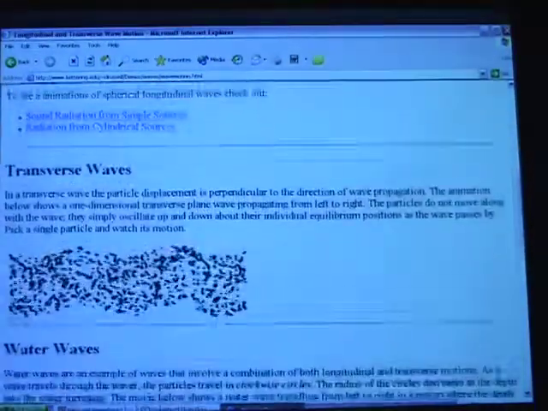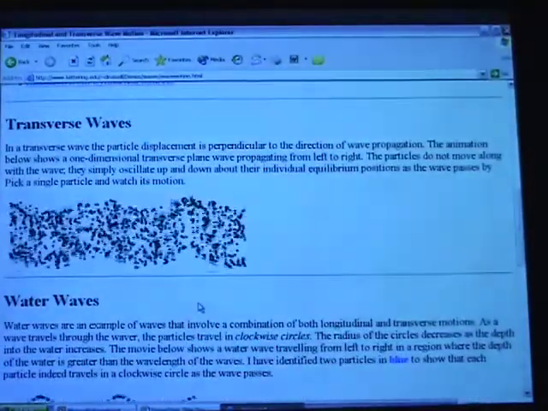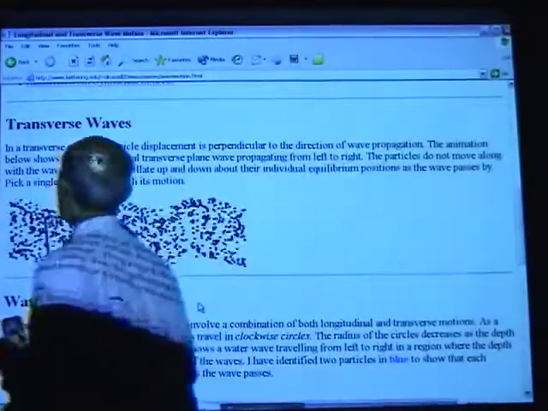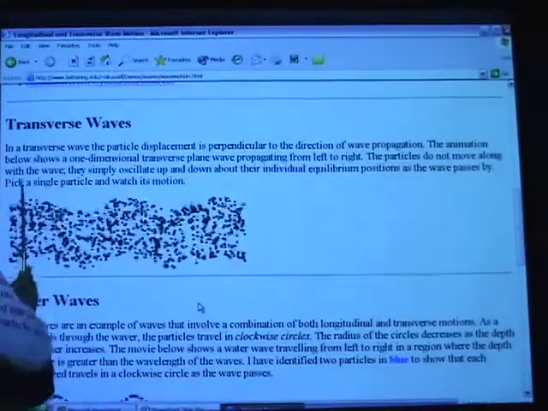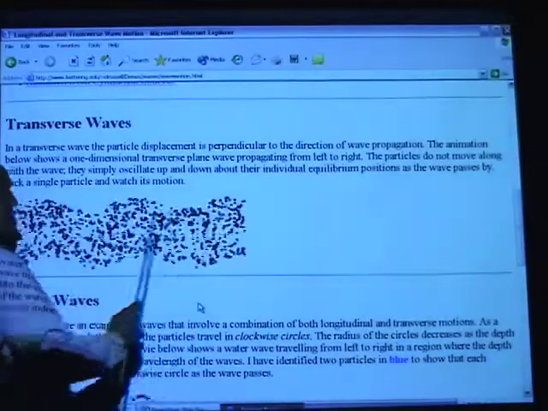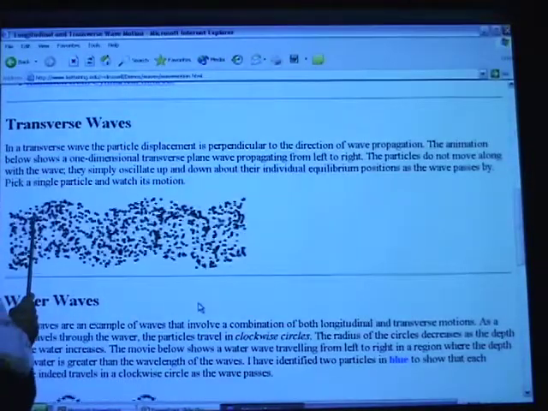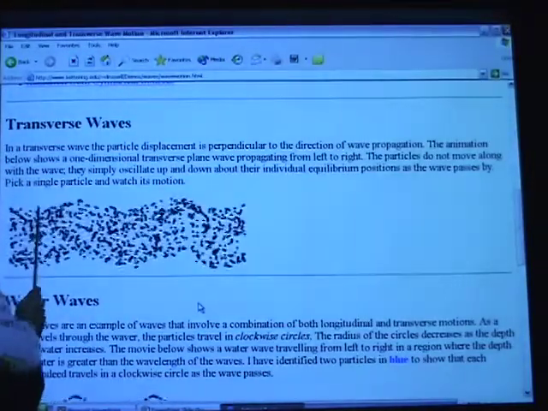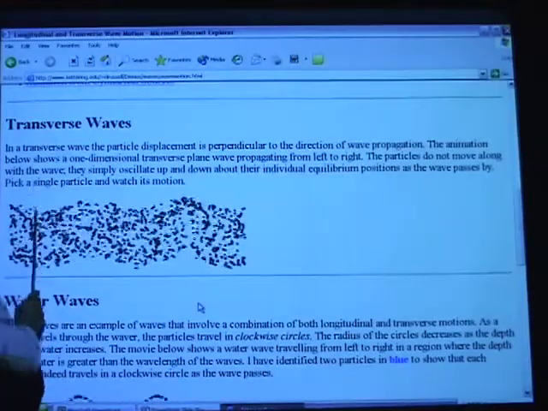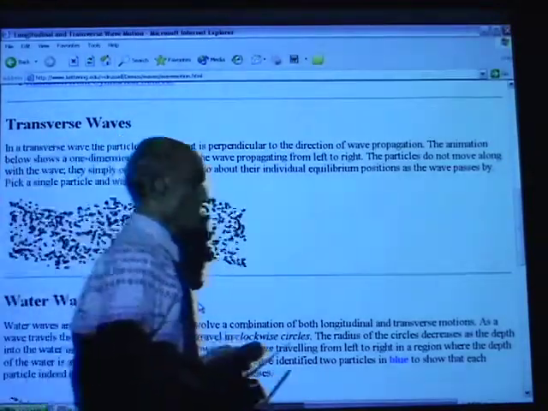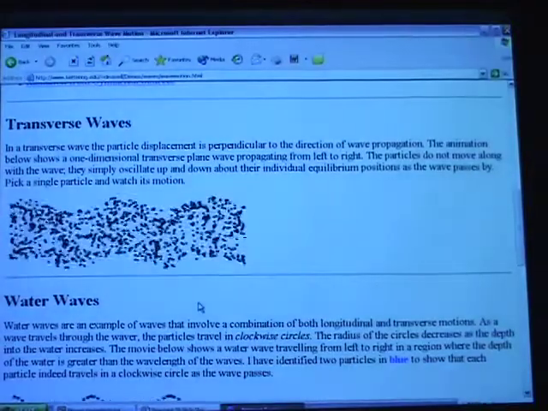Now, look at the transverse waves. In the case of a transverse wave, particles vibrate up and down. The energy is transmitted to the right. If you concentrate just on one particle, you see the particle simply vibrates up and down. Okay, let's move on from there.